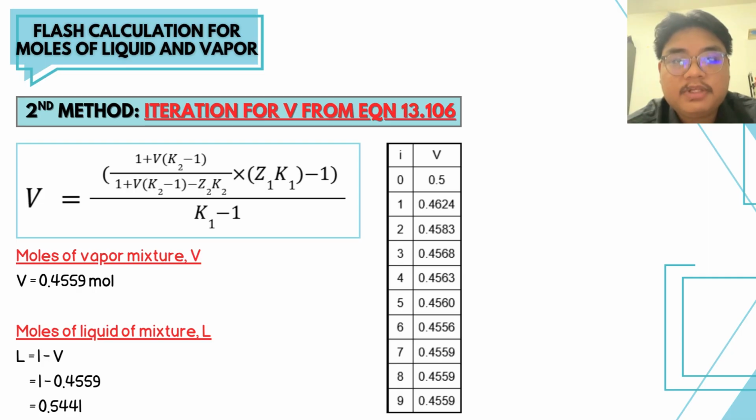So once V was determined, we calculated the moles of the liquid mixture L by subtracting V from the total feed. Therefore, L is equal to 1 minus 0.4559, giving us 0.5441 mole of liquid. So this iterative approach allows us to accurately determine the vapor-liquid distribution within the flash separation system.